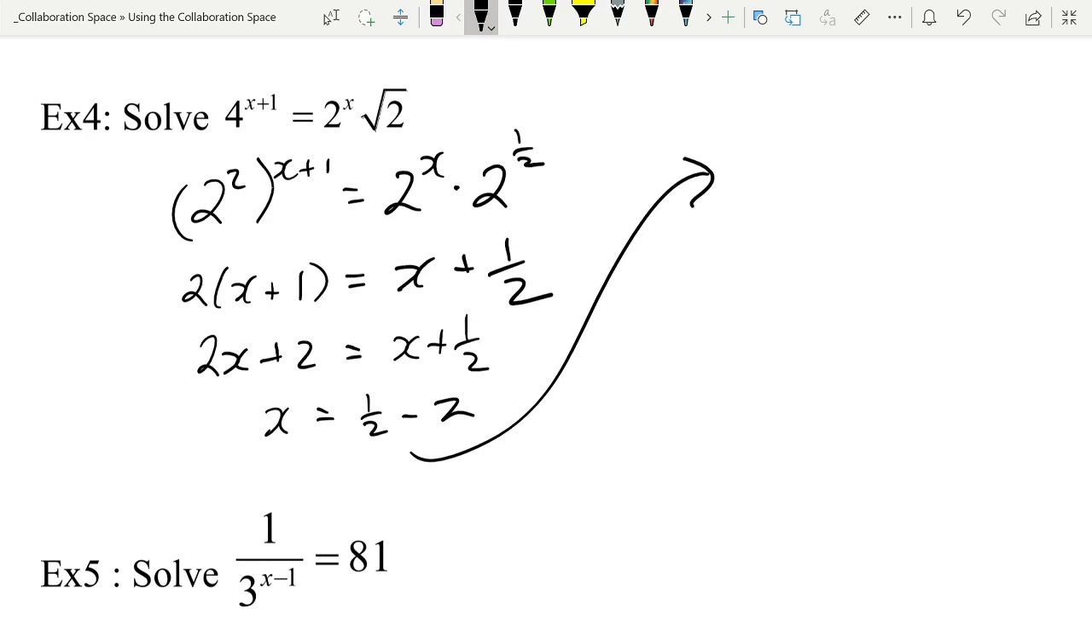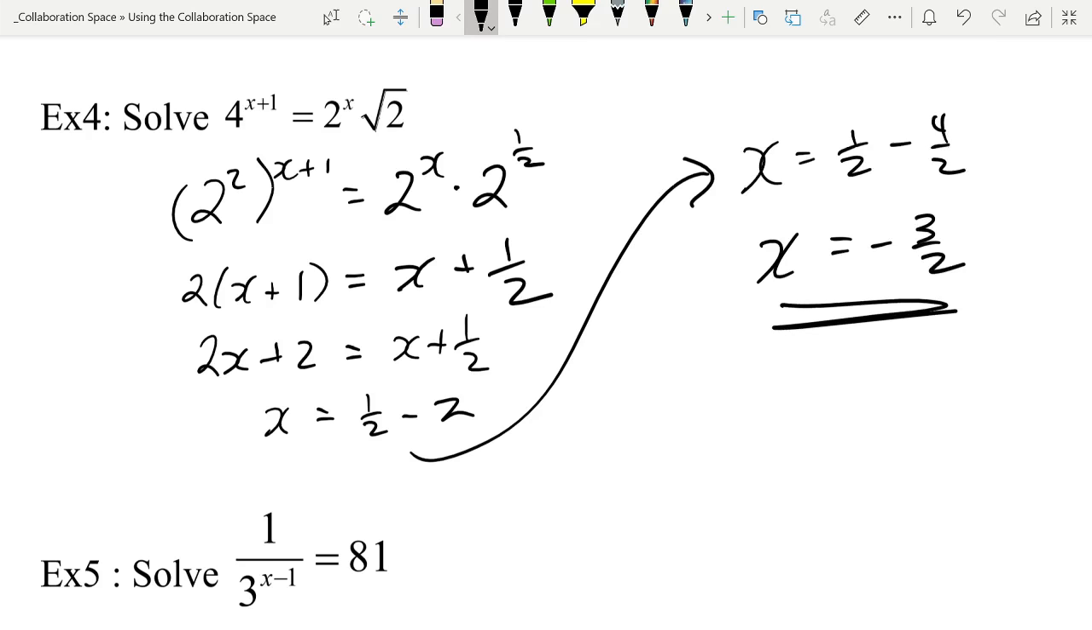I'm going to move over to here. I'm out of room. So that's x is equal to 1 half minus 4 halves. So x is equal to negative 3 halves. And you can, again, run a check on that and see that, yes, indeed, that would be a true statement.